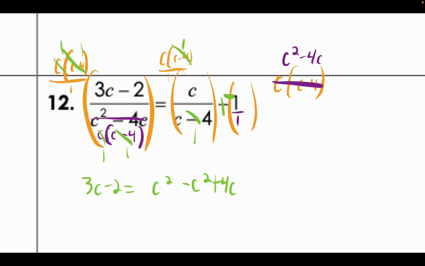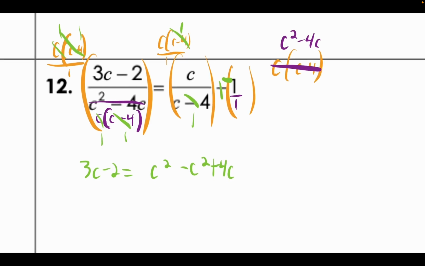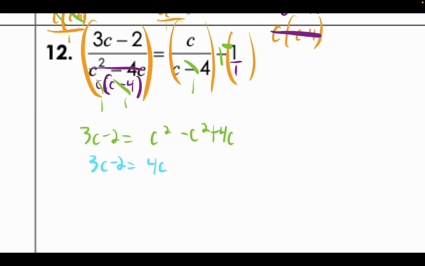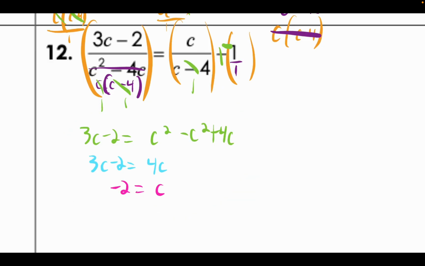Now I do have a squared term, so I'm going to move everything toward my squared term. Actually, though, I will not have a squared term once I combine like terms. I should have caught that. C squared minus c squared is no c squareds. I just get 4c. So now I will subtract 3c from both sides, giving me negative 2 equals c. And that doesn't make any denominator 0. It makes this denominator negative 6, and it makes this denominator 12. But no issues there with those being negative 6 and 12.